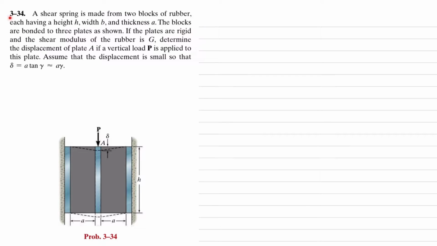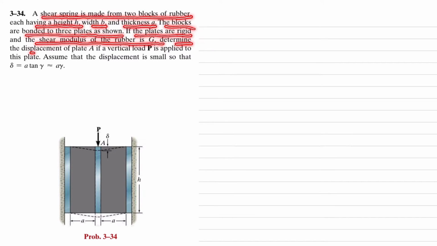Welcome back. Problem 3.34. A shear spring is made from two blocks of rubber, each having height h, width b, and thickness a. The blocks are bonded to three plates as shown. If the plates are rigid and the shear modulus of rubber is G, determine the displacement of plate A if a vertical load P is applied to this plate.